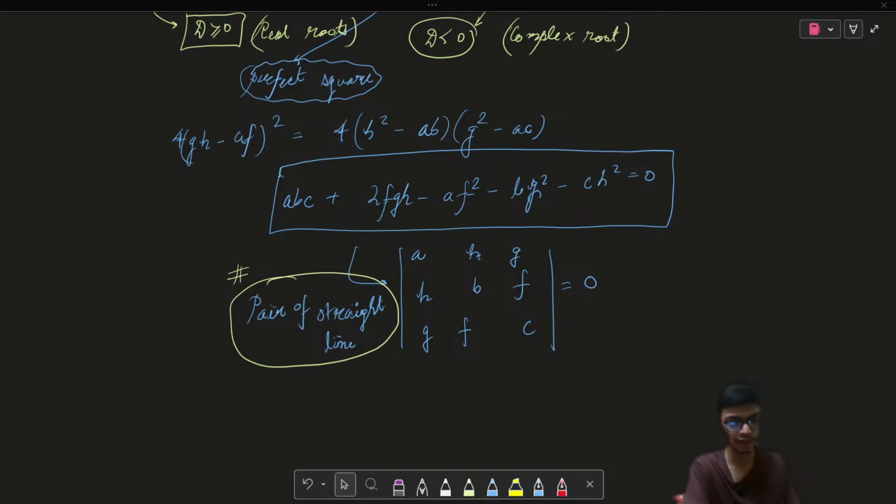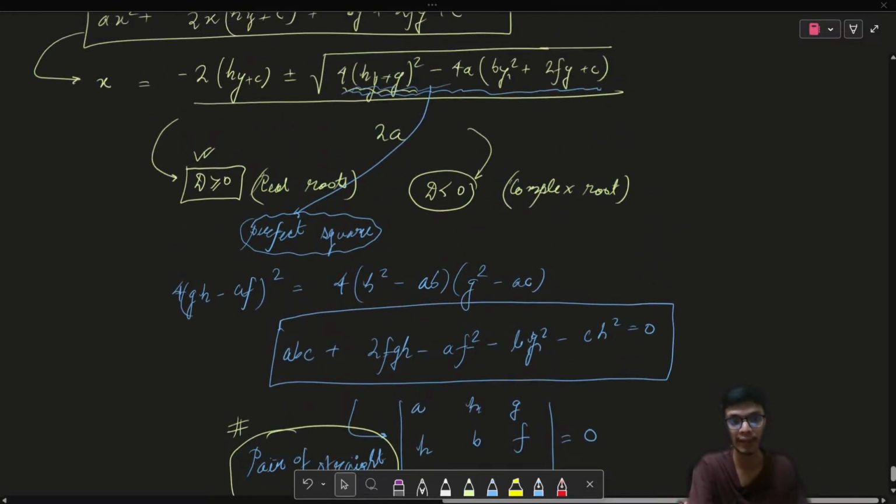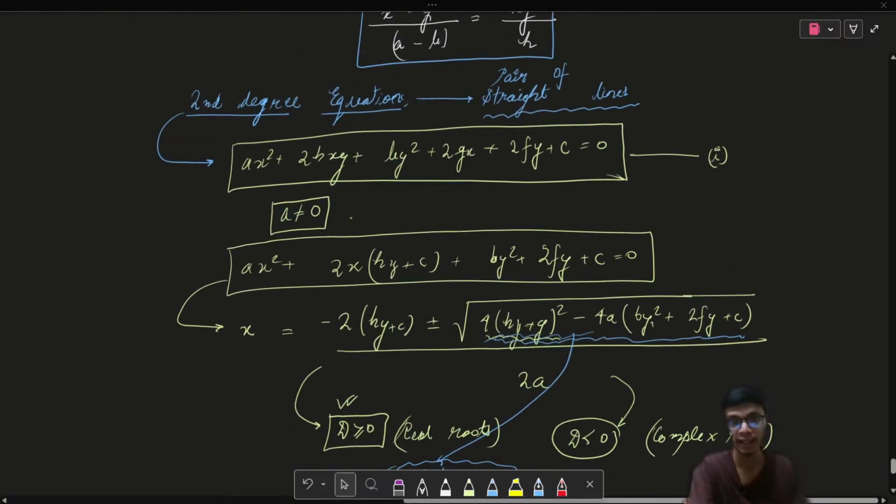Right. So in today's class, we are basically going to discuss up till here, and in the following formulation, we are going to discuss how to find out the point of intersection in case of any general pair of straight line equation. So from any general pair of straight line equation, how can I find out this point of intersection? Right. So that will be the next motto.